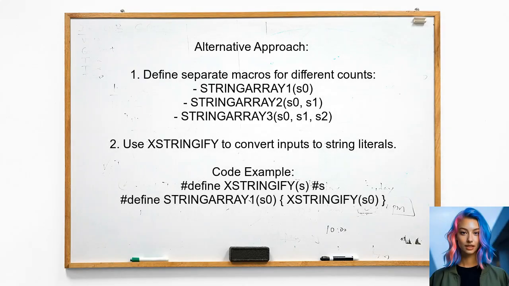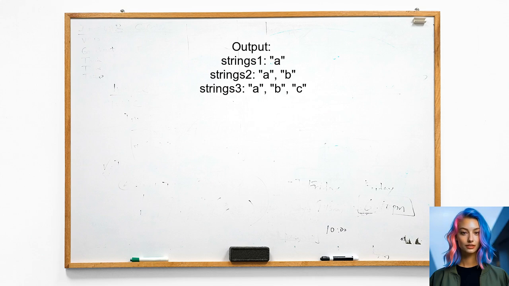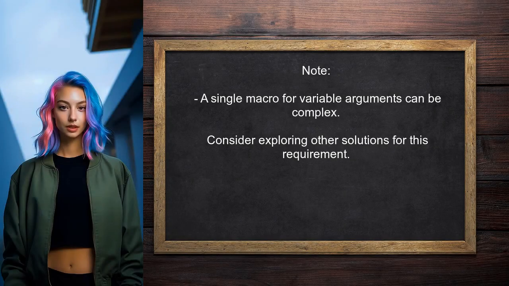An alternative approach to creating a string array in C++ using macros involves defining separate macros for different counts of strings. This method utilizes a two-level stringify macro pattern. For example, you can create macros like STRING_ARRAY_1 for 1 string, STRING_ARRAY_2 for 2 strings, and STRING_ARRAY_3 for 3 strings. Each macro uses the XSTRINGIFY macro to convert the input into string literals. If you need a single macro that accepts a variable number of arguments, the user notes that it can become quite complex, as shown in other answers.